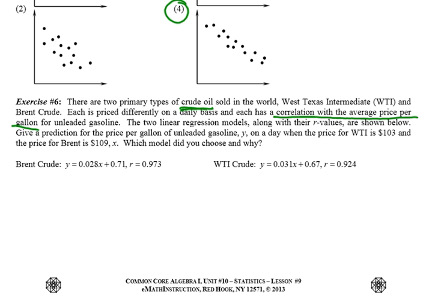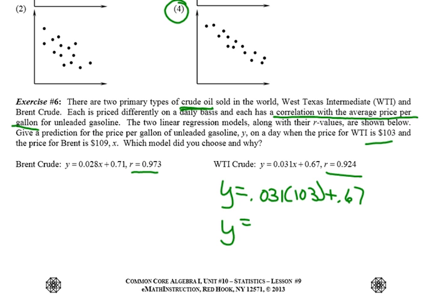So we have these 2 equations. We have 2 different R values here, okay? And they want us to figure out how much it is, first of all, for the WTI, if it's $103, so I'm going to put 103 in for X. So 0.031 times 103 plus 0.67. Your R does not have anything to do with how you go about calculating. It's only going to tell us some information at the end. So when I do that, I get $3.86 a gallon. I did round to the nearest penny.